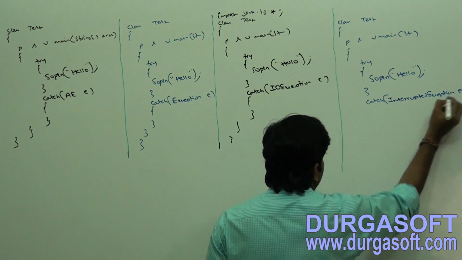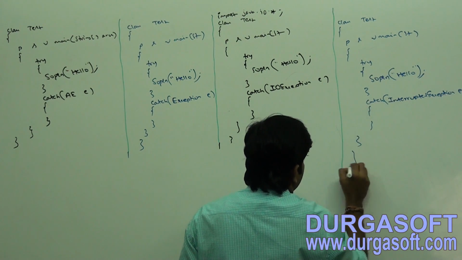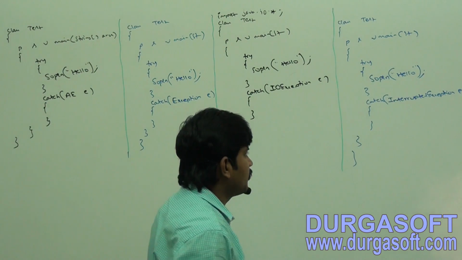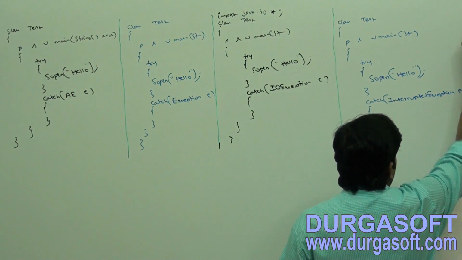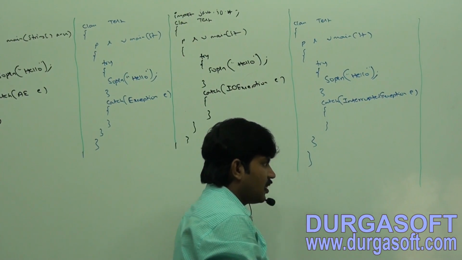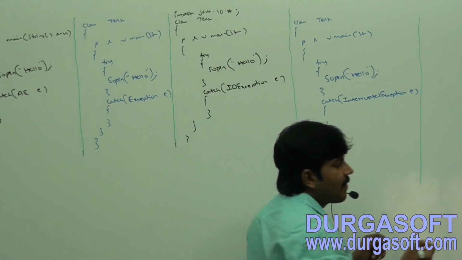Catch InterruptedException e, like this I am taking. Catch InterruptedException, okay, like this one. Okay, last one. Last, even space is also not there. Okay, last example.